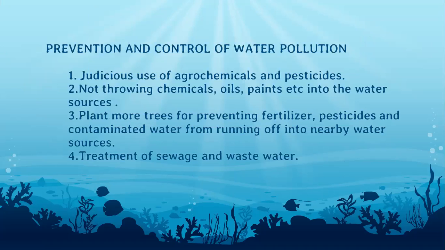The next slide is about prevention and control of water pollution. This is a very general topic where you can write it in your own words. Still, these are the points: judicious use of agrochemicals and pesticides during agriculture or farming; not throwing chemicals, oils, paint, etc. into the water sources; planting more trees for preventing fertilizer, pesticides, and contaminated water from running off into nearby water sources; and treatment of sewage and wastewater.